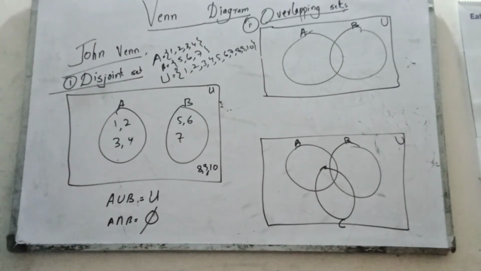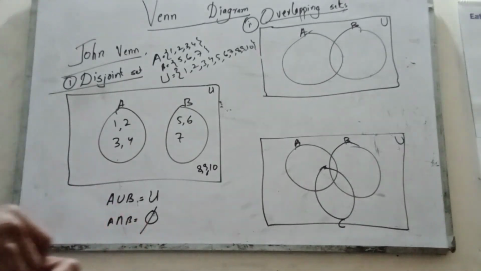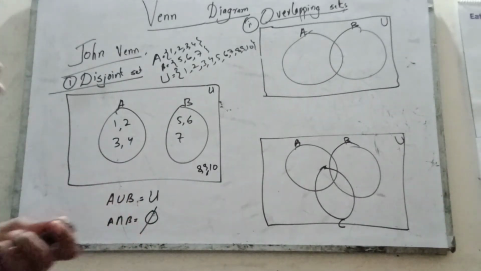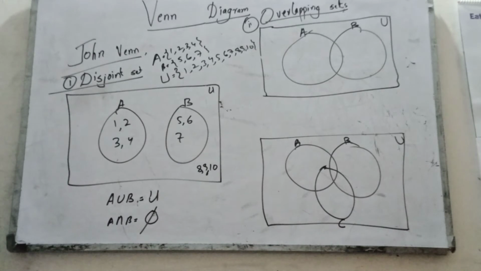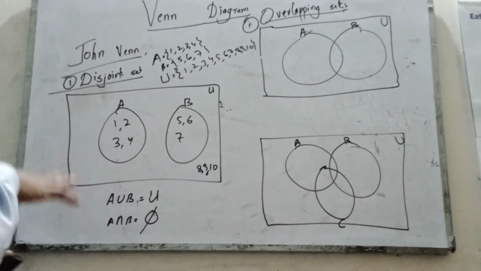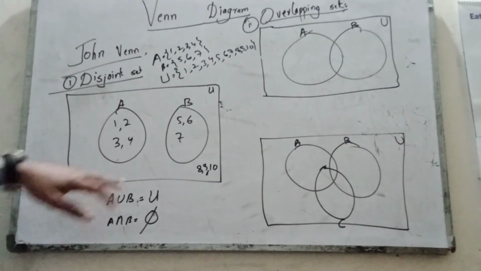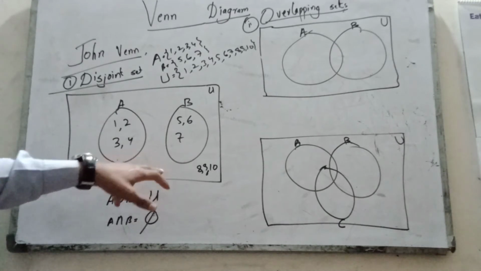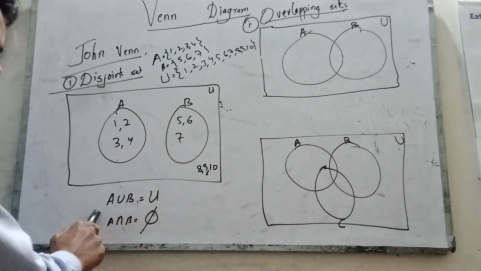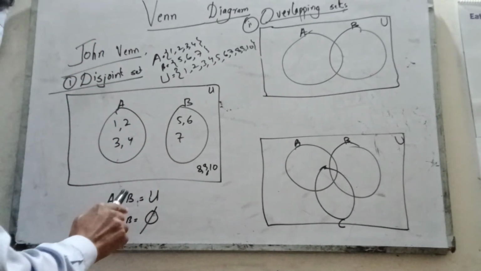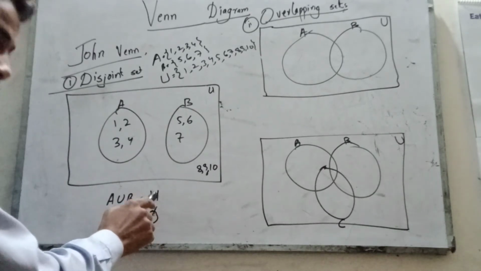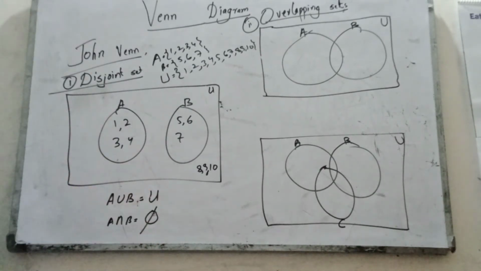overlapping sets. Similarly for overlapping, overlapping means the sets have some elements in common, and when we find their union, it will be in the universal set. We can say similarly that if we are finding A union B, this will be a subset of the universal set. We can say it is equal to the universal set or a subset of the universal set.